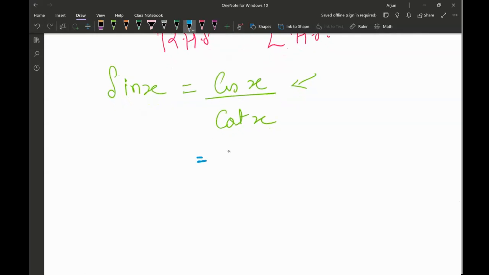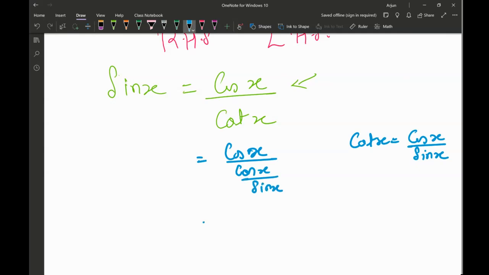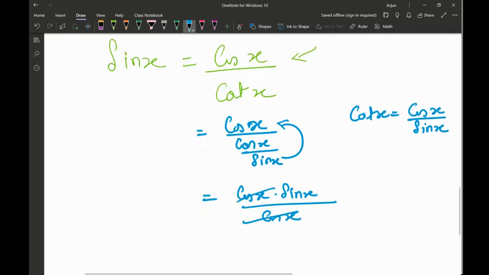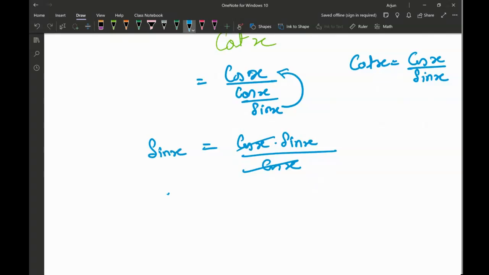Let's see how. So cos x will remain as it is. Cot x is equal to cos x divided by sine x. That's the formula. So I'm going to write it as cos x divided by sine x. Now this sine x is going to go on top, and it will be cos x times sine x upon cos x, and I can cancel the cos x. So sine x will be equal to sine x. So hence I proved the left hand side is equal to the right hand side.